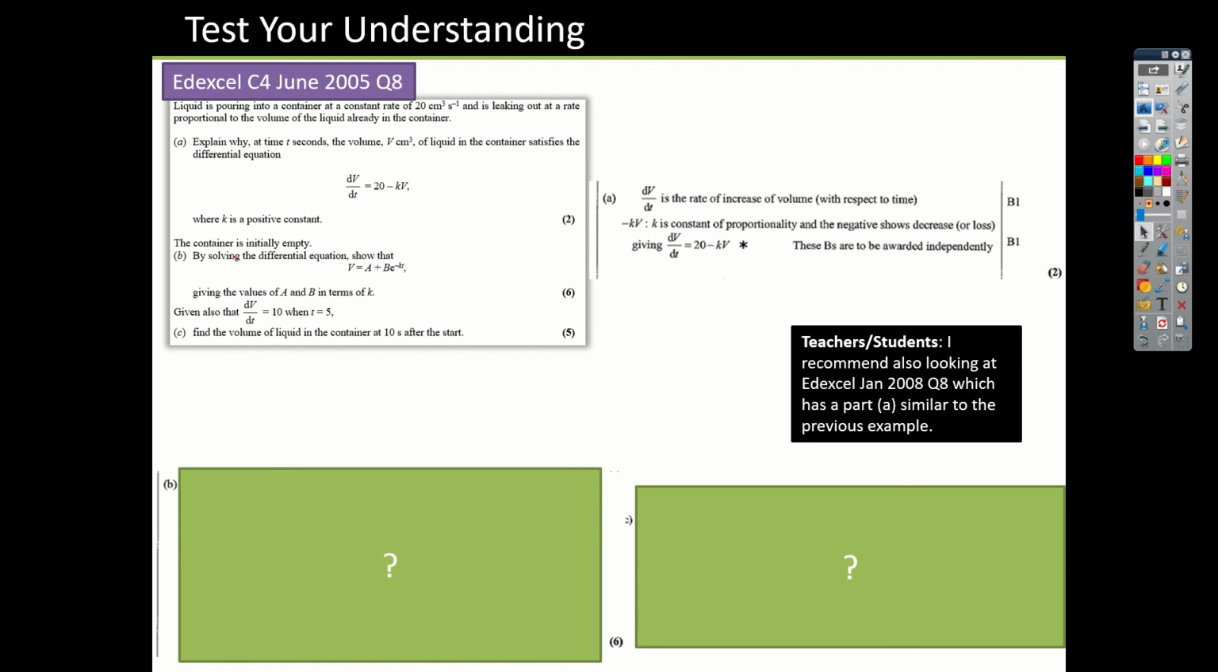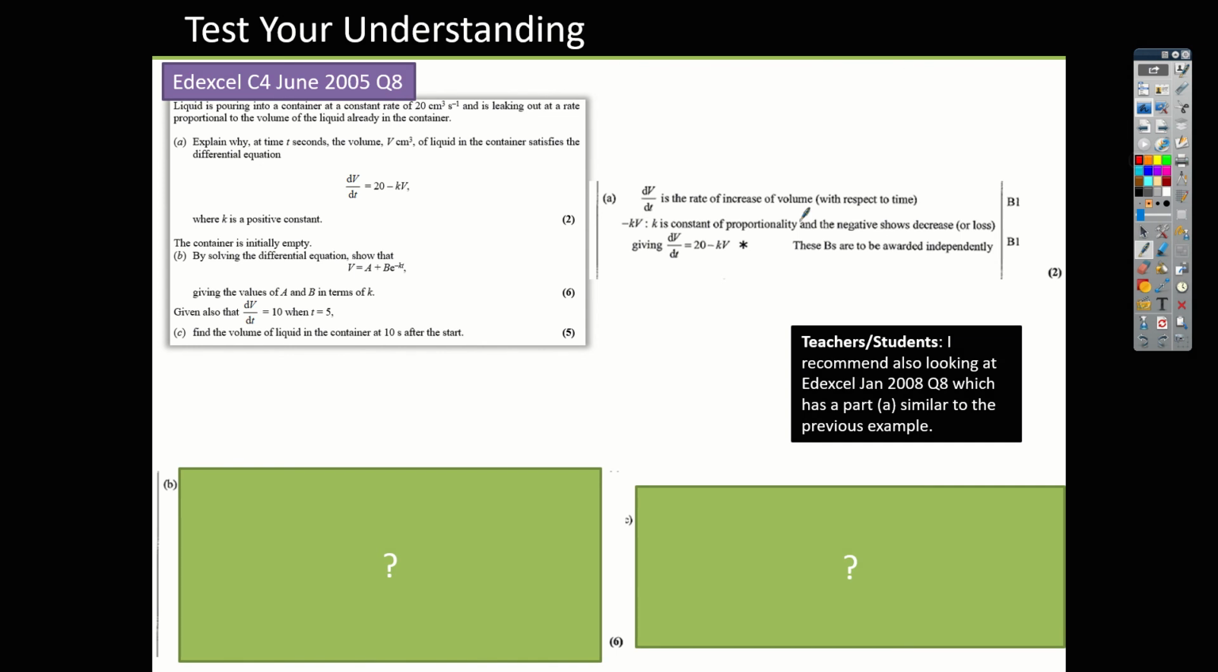For part B, we're now going to solve the equation, and we're also given this bit that's easy to miss, which is that the container is initially empty. Let's write down what that means. That means that when t is 0, the volume is 0, because it's empty. Now we're going to solve the equation. So write it out again.